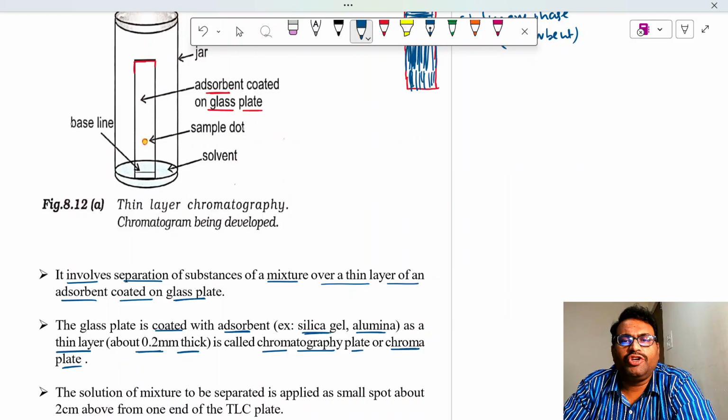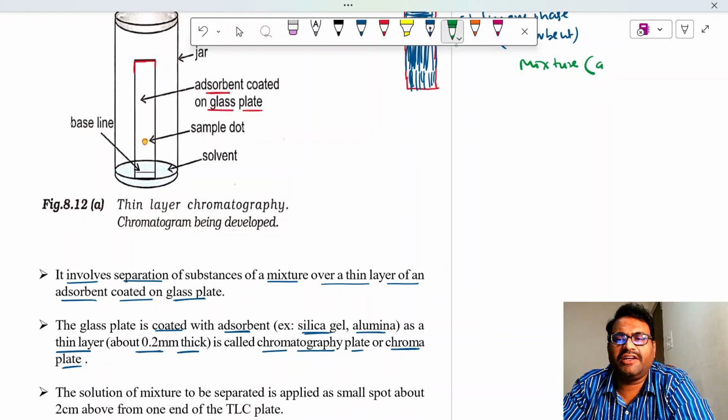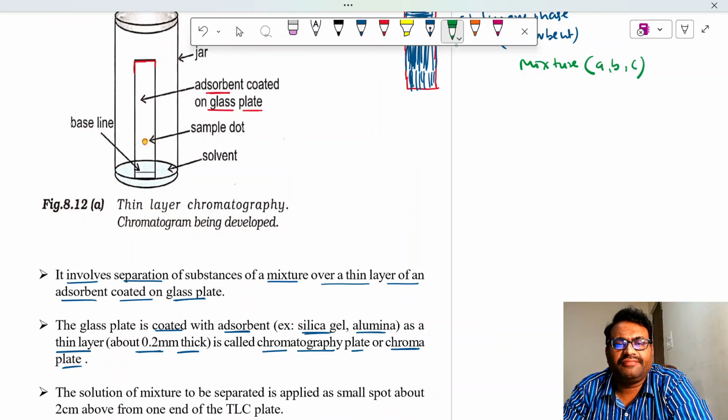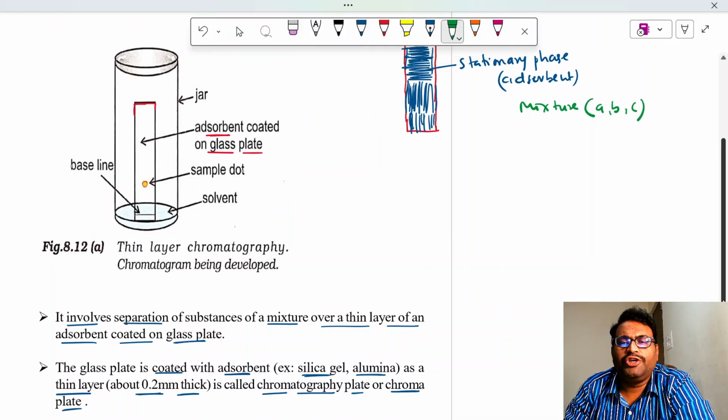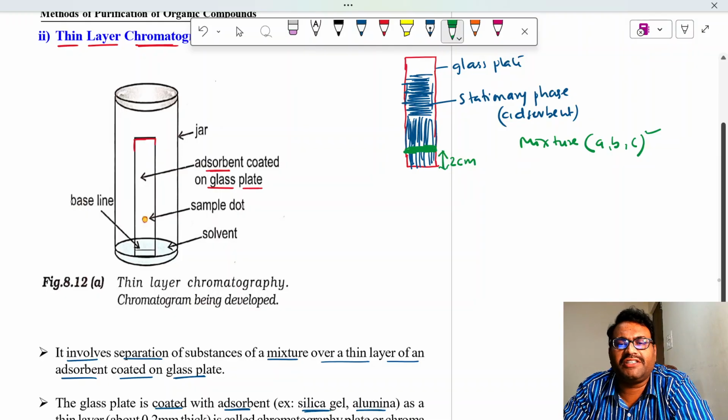So now you want to separate a mixture. A mixture contains some substances like A, B, C. You want to separate this mixture. At the bottom, about 2 centimeters up, you place this mixture, containing some 3 components, let us take. How many components? 3 components are there. You are placing them here.